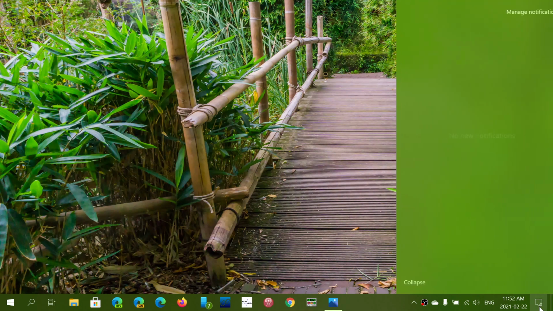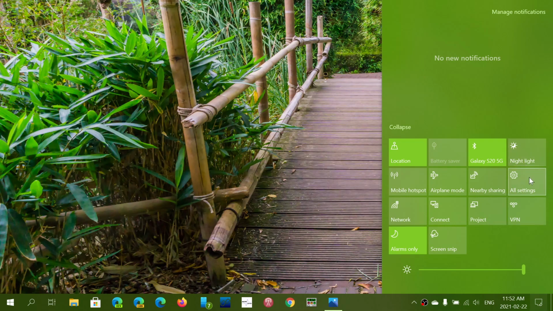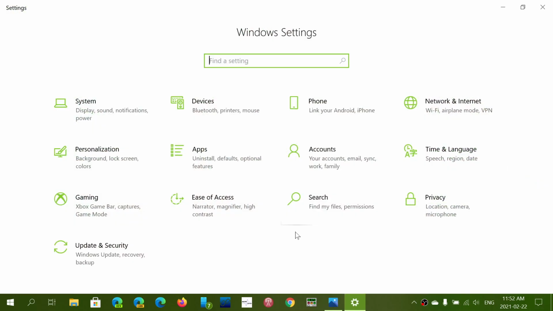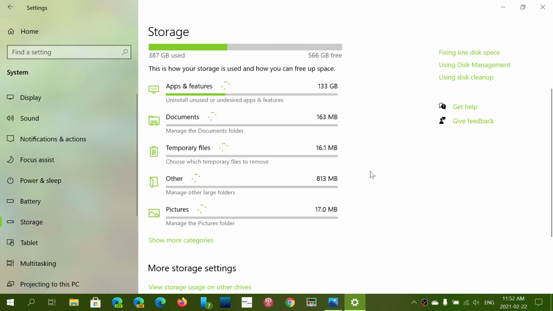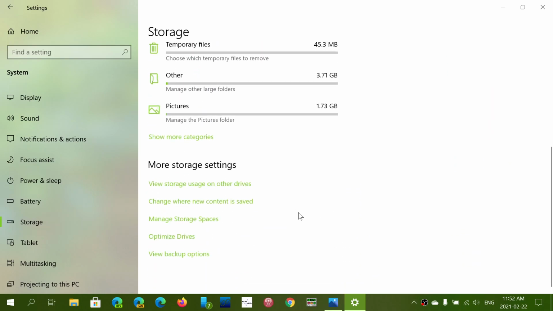So right now, we're seeing some of it in the dev channel builds. So when you go to system and you go to storage, you have, of course, some form of disk management here. But it's very limited. Now in the 21H2 build, we'll have the full management of your hard drives.